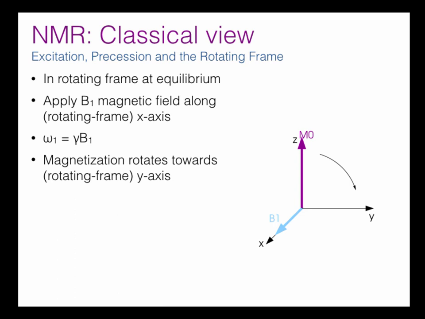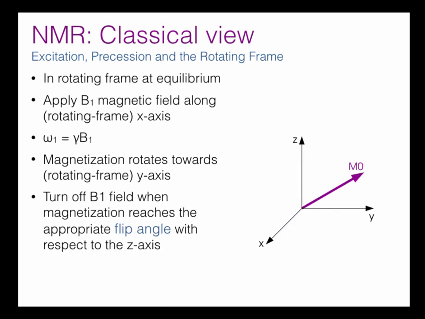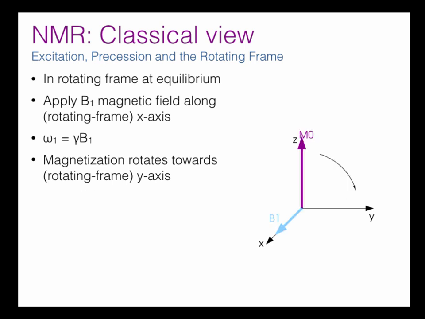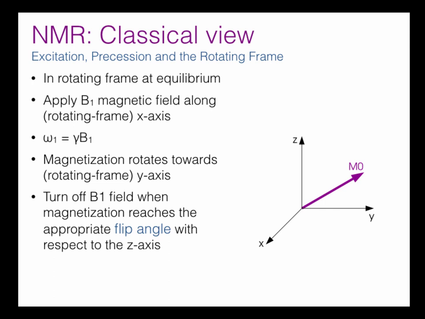Feel free to stop me if you've got any questions. Okay, so this is how we can tip the magnetization away from Z. We can apply a B1 field along either the X direction or the Y direction, and then the magnetization will tip away from Z towards Y. If we just apply it for a short time, it'll tip, and then we can just leave it there, and it'll stay in that position.